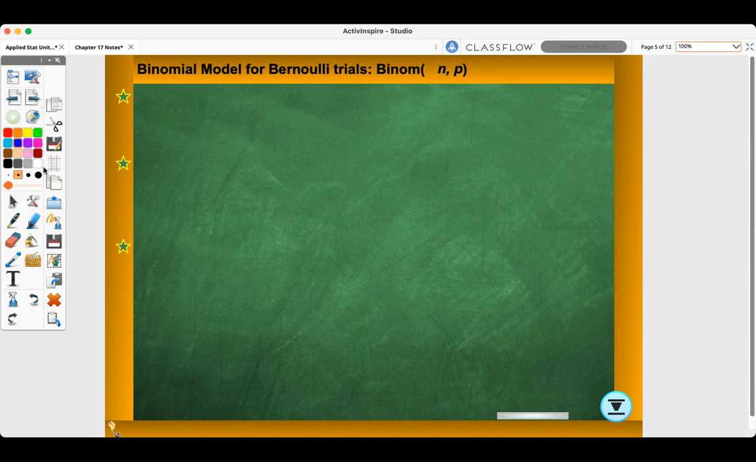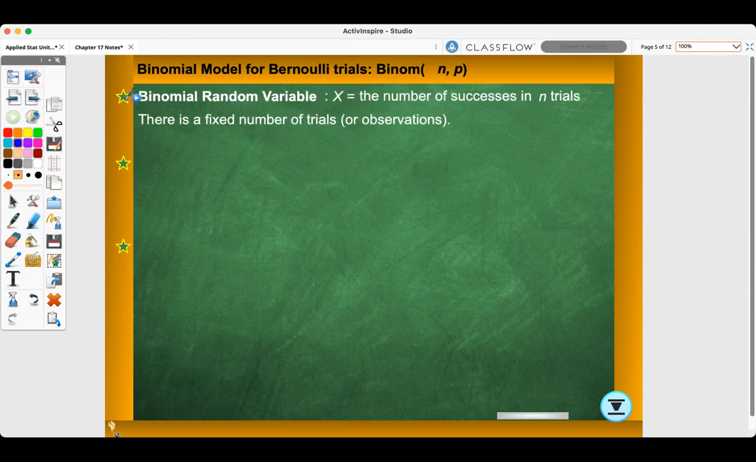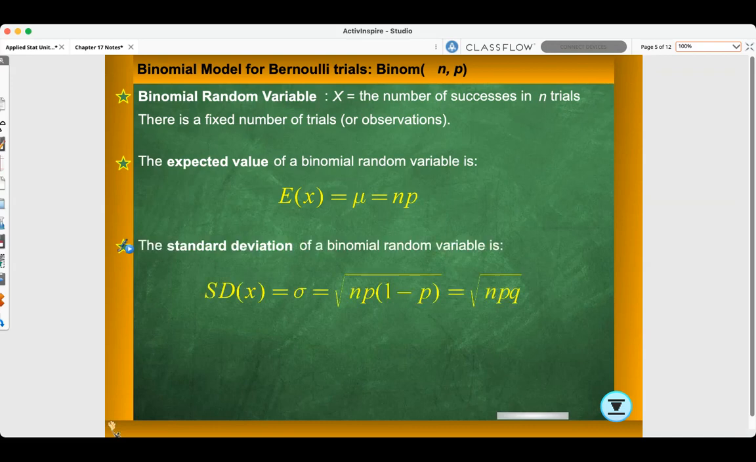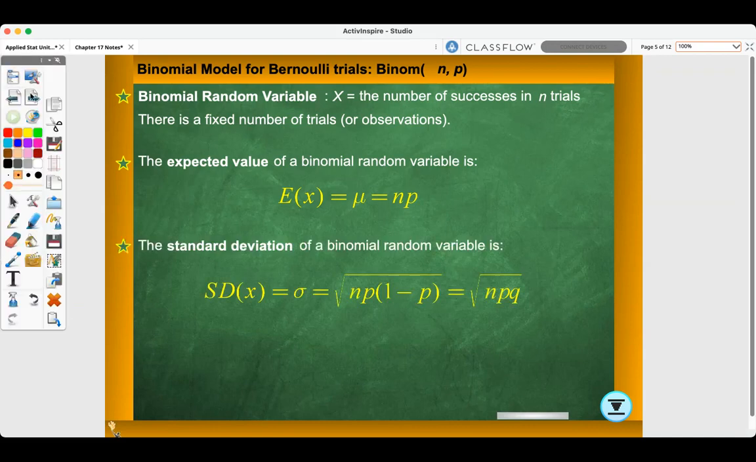Let's look at the binomial model for Bernoulli trials. So this would be binom N and P. A binomial random variable is x equals the number of successes in n trials. There's a fixed number of trials or observations. The expected value is n times p. The standard deviation is the square root of n times p times q.